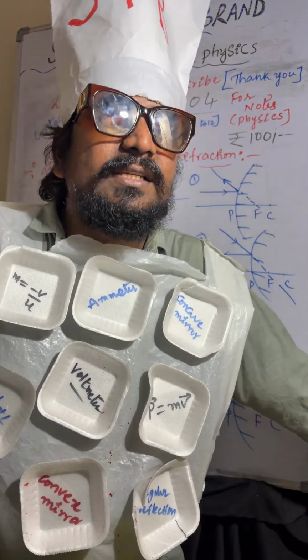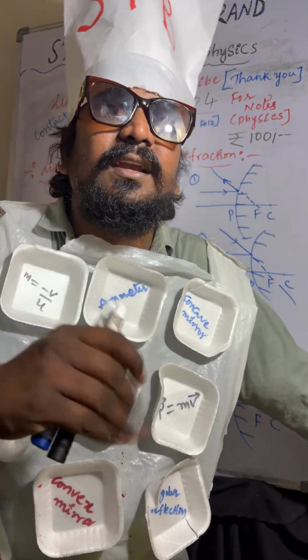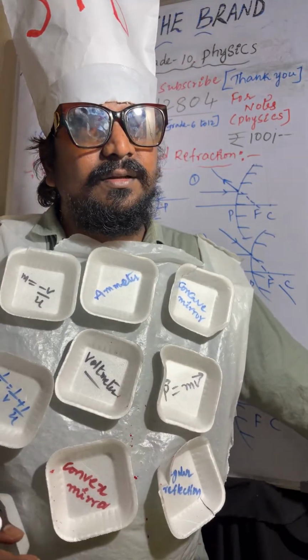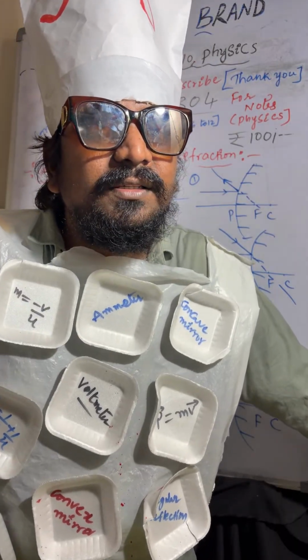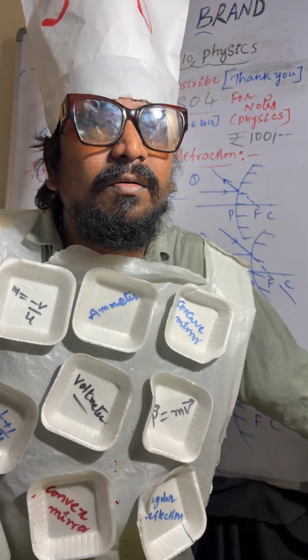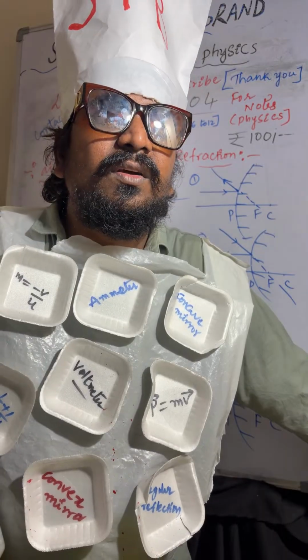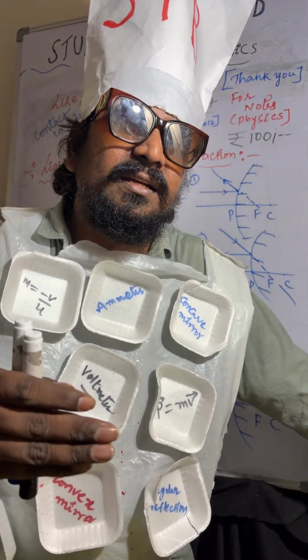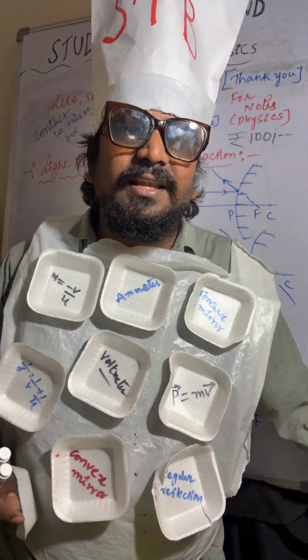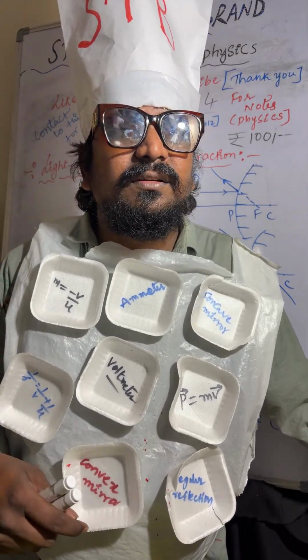Okay, so next one. The object is placed between P and F, where the image will form behind the mirror. What is the nature of the image? Virtual, erect and enlarged.